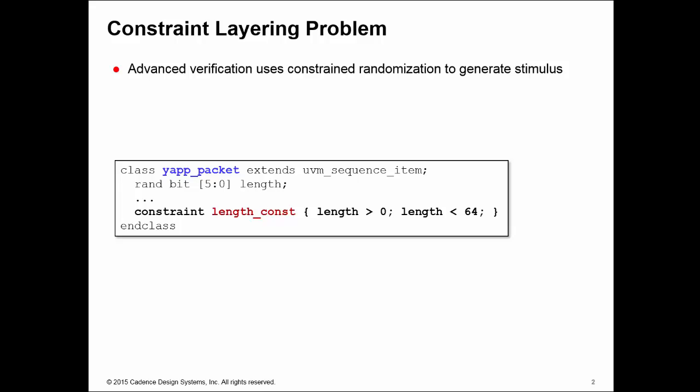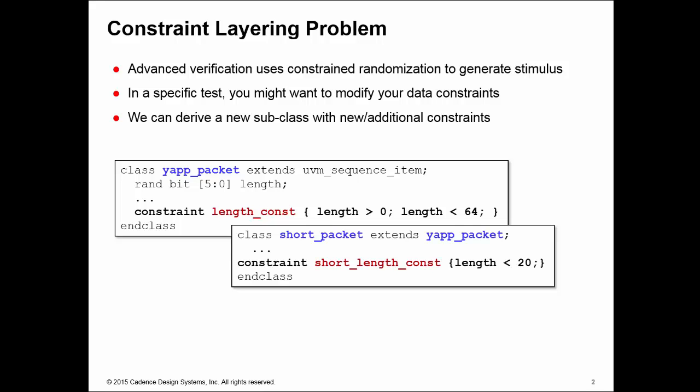So here I have my YAP packet data item with a constraint saying that length has to be greater than 0, but less than 64. But for a given test, I may want to modify these data constraints. And we typically do this by creating a subclass.